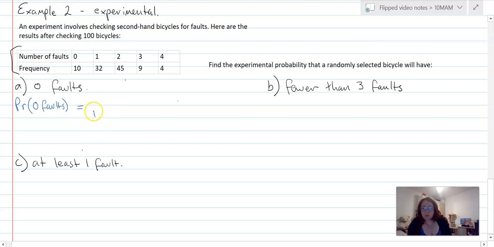We know it's out of 100 because it's told us up in the question here that we checked 100 bicycles. There's a frequency of 10, so it's 10 out of 100, 0.1. Nice and easy.